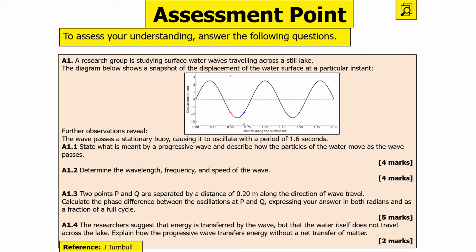Two points P and Q are separated by 0.20 meters along the direction of wave travel. Calculate the phase difference between the oscillations of P and Q, expressing your answer in both radians and as a fraction of a full cycle. Then researchers suggest that the energy is transferred by the wave, but that the water itself does not travel across the lake. Explain how progressive waves transfer energy without the net transfer of matter.